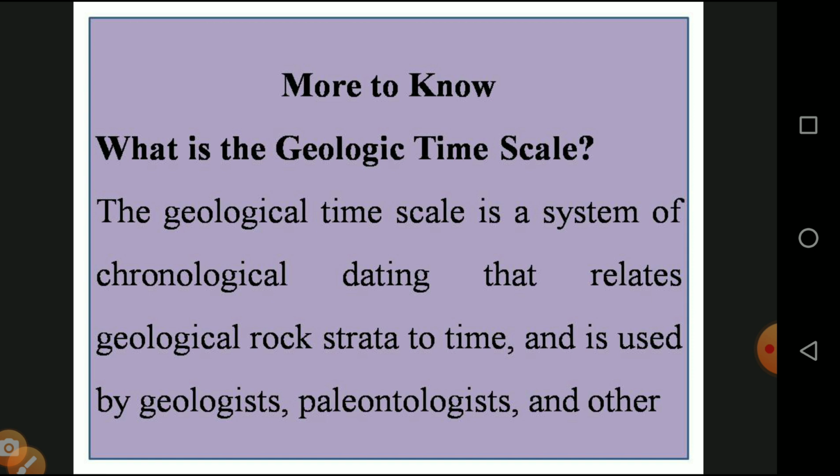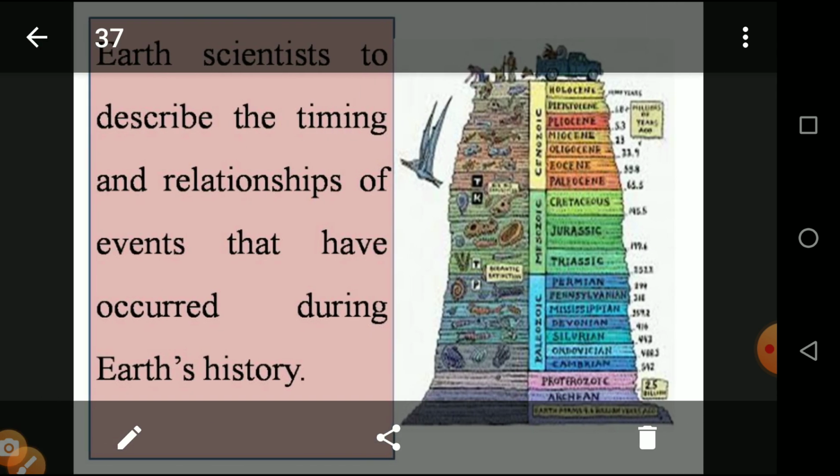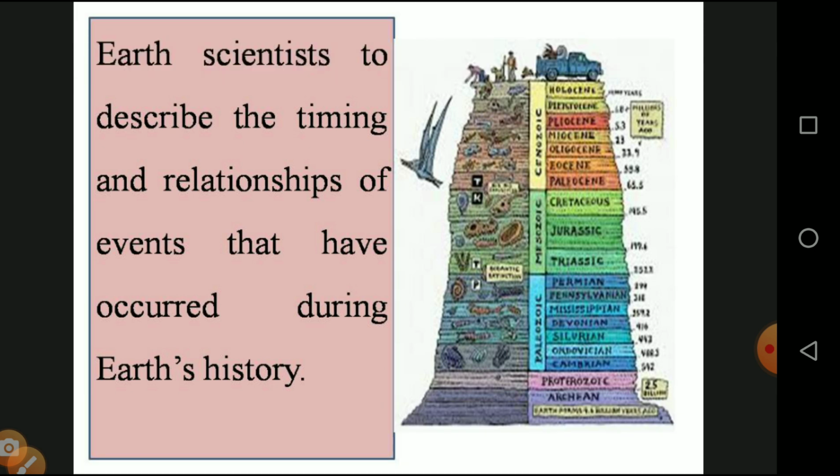We know very well it's the geological time scale. So the geological time scale is a system of chronological dating relating geological rocks to time, used by geologists, paleontologists and other earth scientists, describing the timing and relationships of events that have occurred during earth history. So this is the diagrammatic representation of the geological time scale.